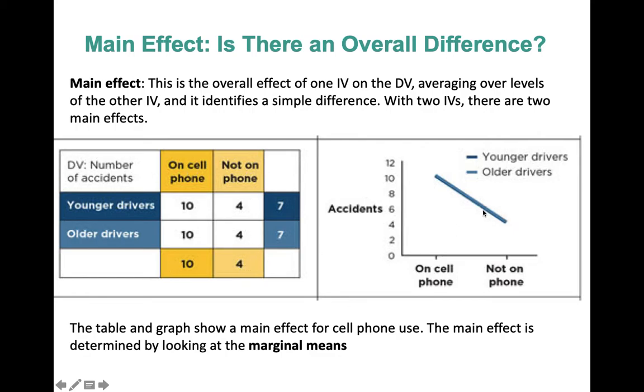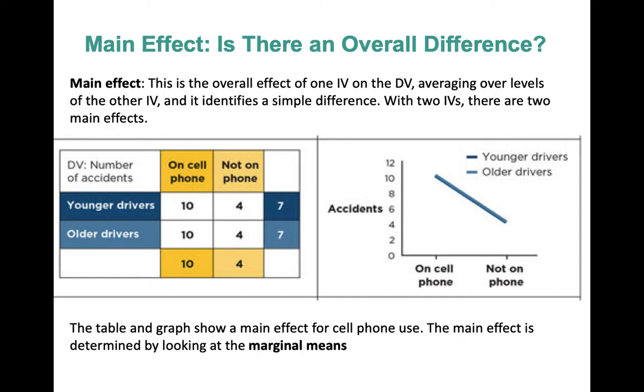There was. Okay, and it's possible to see this in the graph as well. This graph very nicely illustrates that there's a main effect for cell phone use, but because these two lines are identical, we see that there's no main effect for age. They're identical. Okay. What about an interaction?